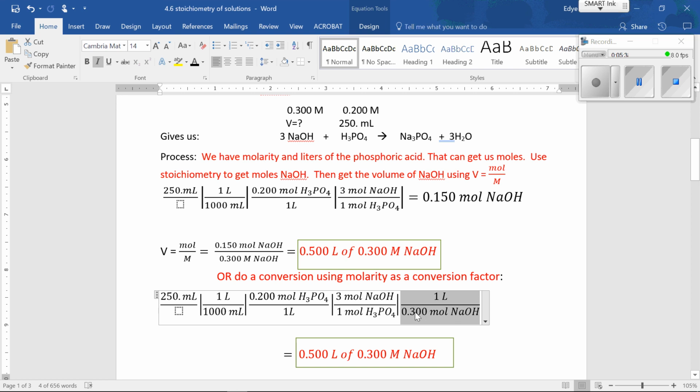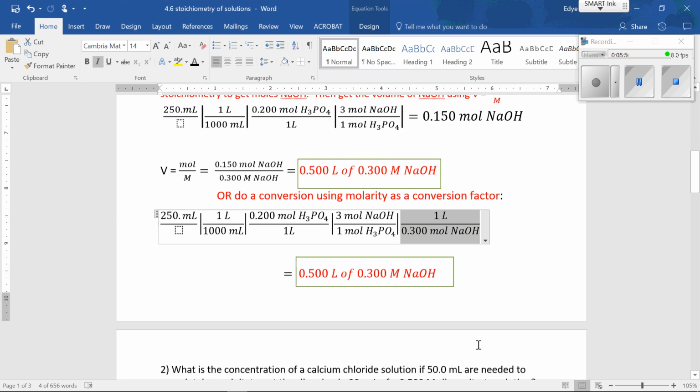And again, you could do this without a calculator. You have a 3 here divided by 0.3 would give you 10 on top. So 10 times 0.2 is 2, and 2 times 0.25 is 0.500 liters. You get the same answer.